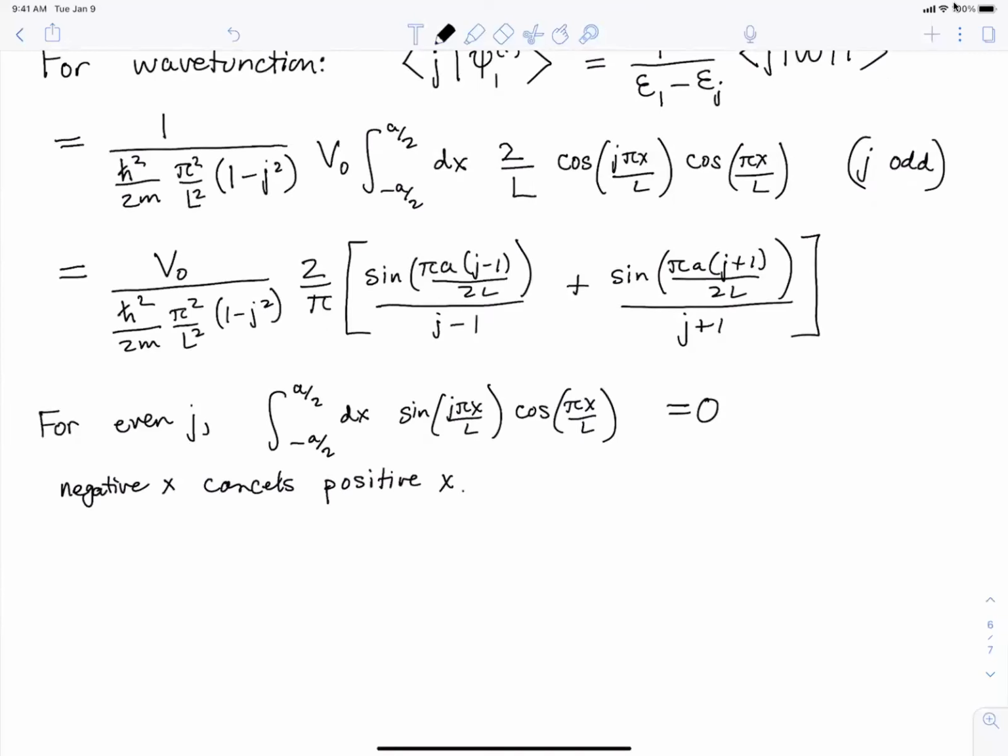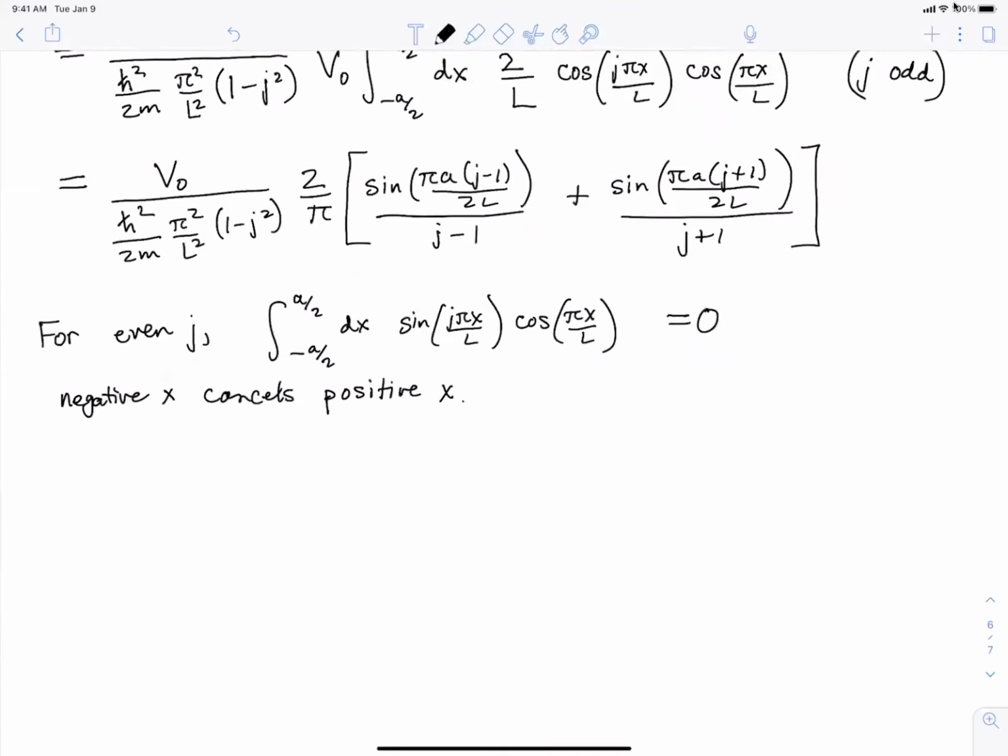So in quantum mechanics, we say the same mathematical fact is due to the parity selection rule. So this is the parity selection rule in action.